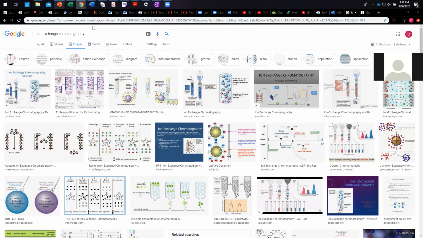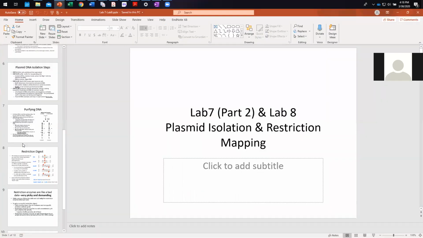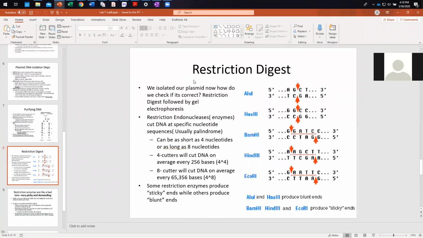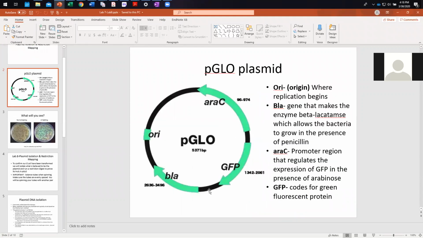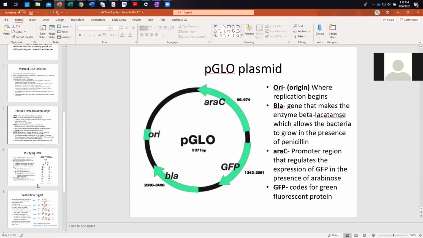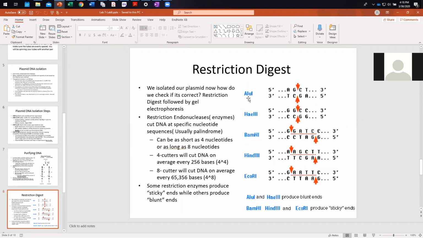So, sticky versus blunt cuts. Restriction enzymes digest, so they cut up your plasmid at different spots. And here you could see the first restriction enzyme cuts it at this spot. This enzyme cuts it at this spot on your DNA. This enzyme cuts it at this weird spot. It cuts it in this way, and this is called the sticky end. This spot is not a sticky end, this is a blunt end.